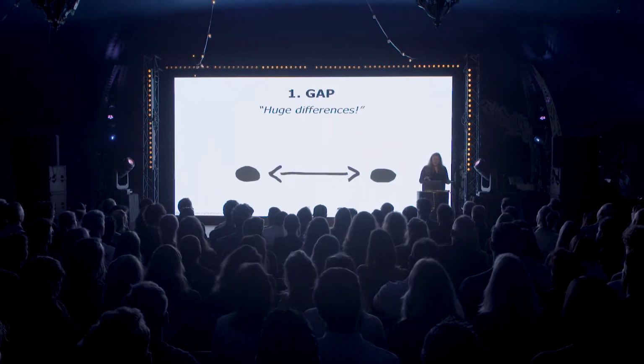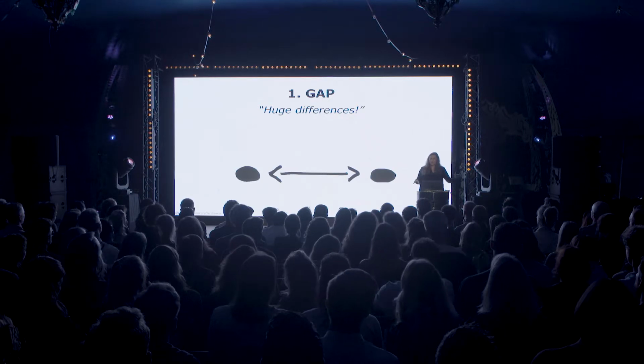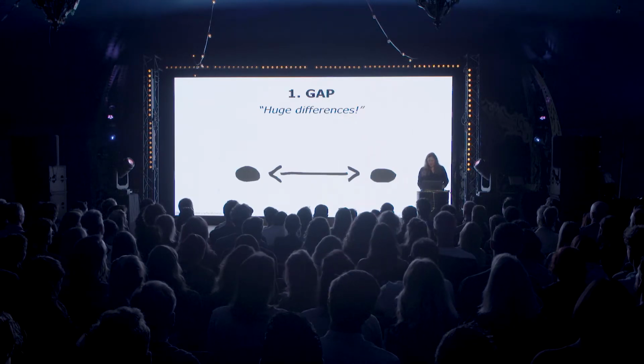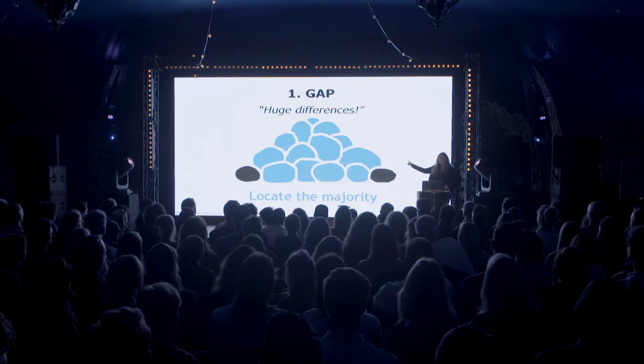The first instinct is the gap instinct, and we tend to think there are huge differences between poor and rich, good and evil, and so on. But what happens is that we always forget about the majority that is usually in the middle. So whenever we hear about these extremes, we should remember to locate the majority. That would help quite a lot to get the world more correct.